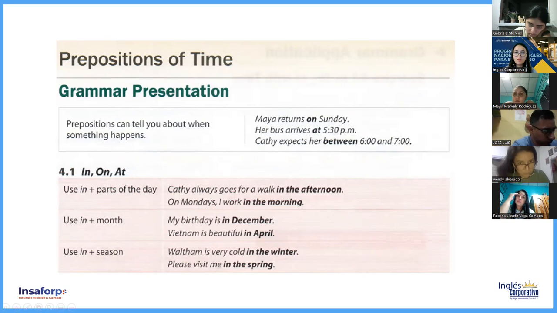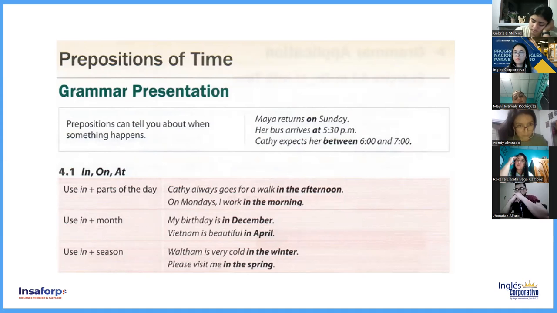Yes, good evening. Use in plus part of the day. I can always go for a walk in the afternoon. On Mondays, I work in the morning. Use in plus month. My birthday is in December. Vietnam is beautiful in April. Use in plus season. Waltham is very cold in the winter. Please visit me in the spring. Okay, excellent. Thank you, Sofia.